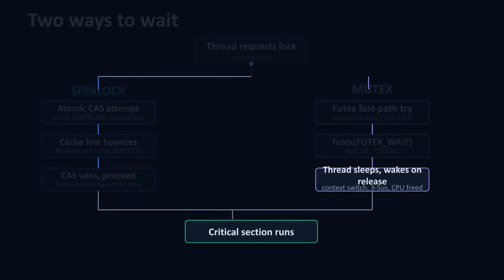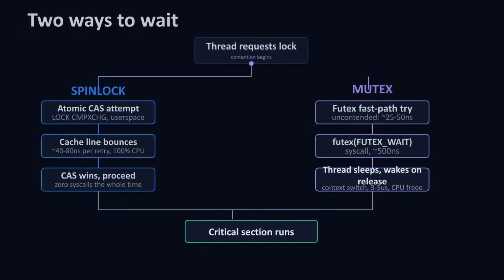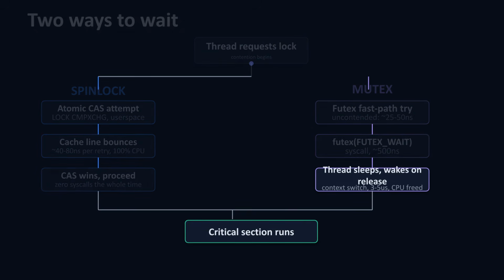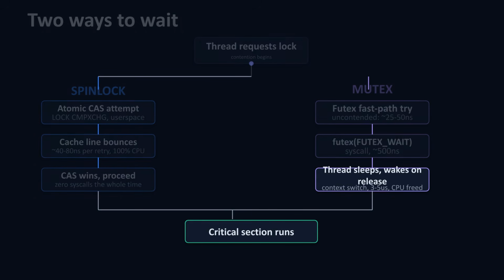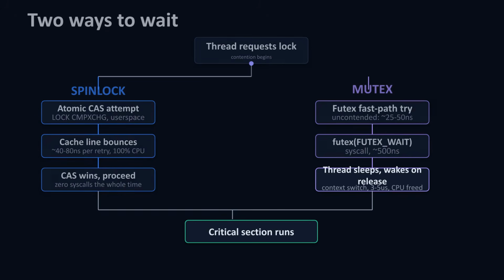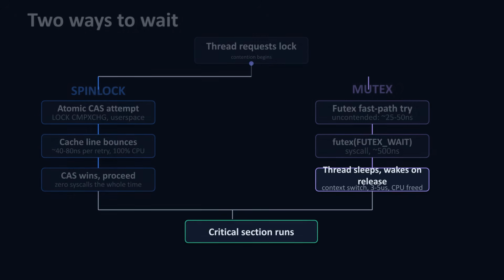A mutex tries the same fast path first, but on contention, it calls futex, which is a syscall, a context switch, and your thread goes to sleep until it's woken back up. Same problem, opposite failure mode.